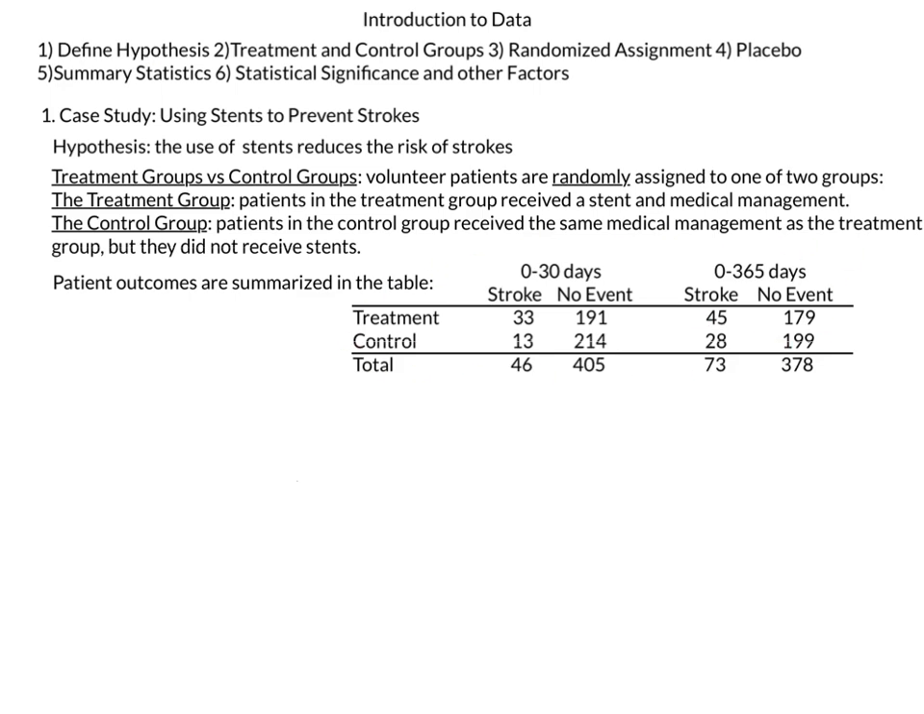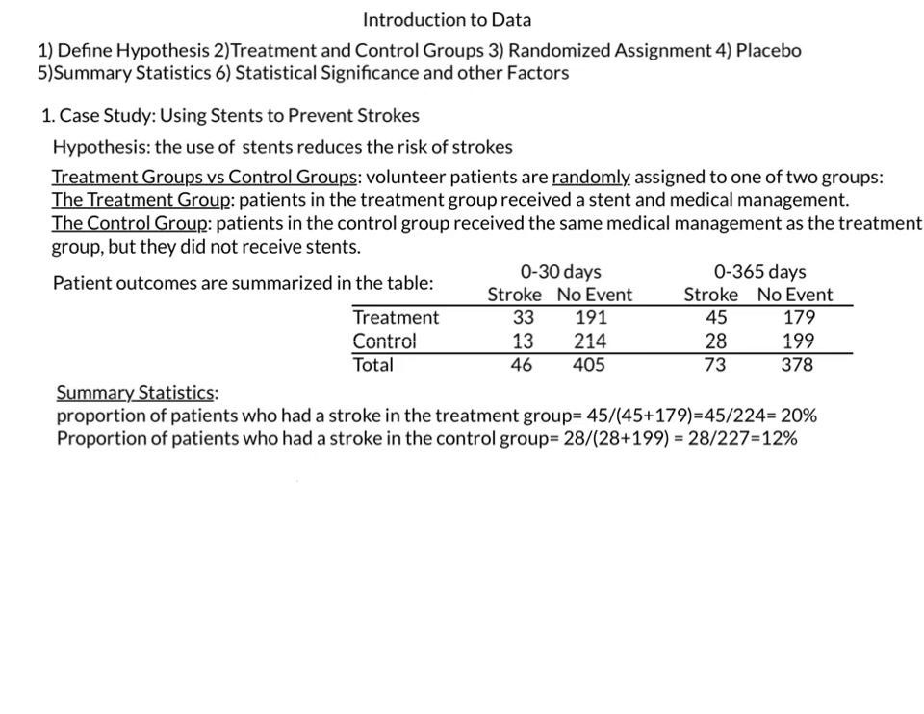So let's look at some summary statistics. We want to know the proportion or the percentage of patients who had a stroke in the treatment group. After 1 year, we have 45 people in the treatment group with a stroke, and that's out of a total of 45 plus 179 people in the treatment group. So that's 45 over 224 people, which is equal to 20%. So 20% of patients in the treatment group had a stroke within the first year.